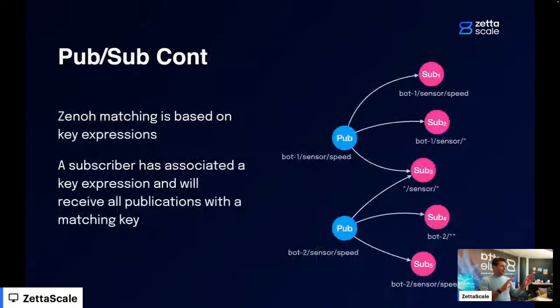Now, just to give some example, here you have 2 publishers, one that is publishing for the key bot1 sensor speed, the other one for the key bot2 sensor speed. And here you see some example of subscription with key expressions that would match this publication. Again, pretty straightforward. The only thing to notice is that the double star matches an arbitrary number of chunks, where a chunk is nothing but an array of bytes separated between 2 slashes. So that's pretty straightforward.